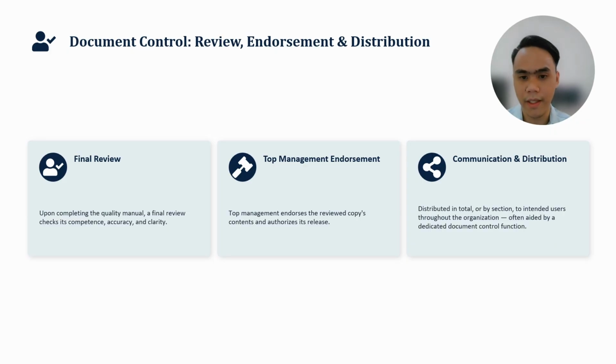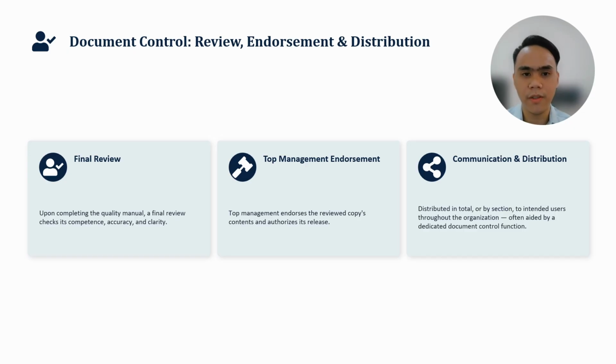Controlling it properly is the next step. Upon the completion of the quality manual, a final review is undertaken to determine its competence, accuracy, and clarity. That review is not a formality. It's the last checkpoint before the document becomes the organization's official record of how its quality system works. Top management should endorse the contents of the reviewed copy and authorize its release.